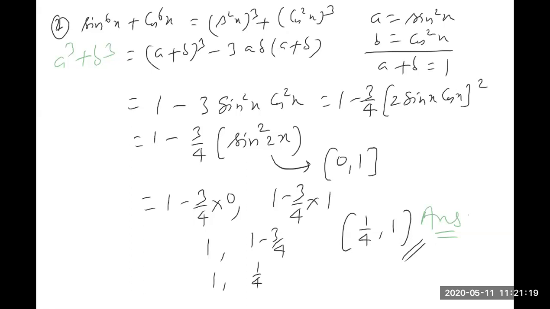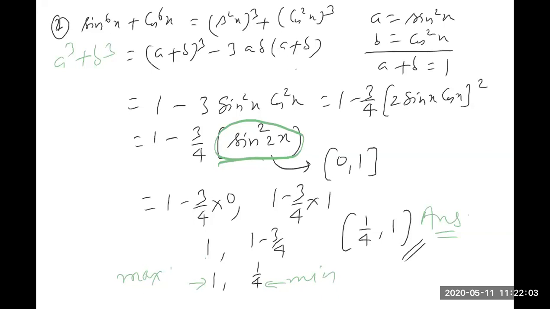So 1 minus 3, this is 1, ab. a is sin^2 x, b is cos^2 x. So as in the previous question, divide by 4, multiply by 4. So 1 minus 3 upon 4 into 4 sin^2 x cos^2 x, that is (2 sin x cos x) whole square. So it is sin^2 2x. Now we know sin^2 theta lies between 0 and 1. So the minimum value is 0, maximum value is 1. So if you multiply this sin^2 2x, minimum value is 0. 1 minus 3 upon 4 into 0 is 1. Maximum value is 1, 1 minus 3 upon 4, so 1 minus 3 upon 4 is 1 upon 4. So basically this is its minimum value and this is its maximum value.